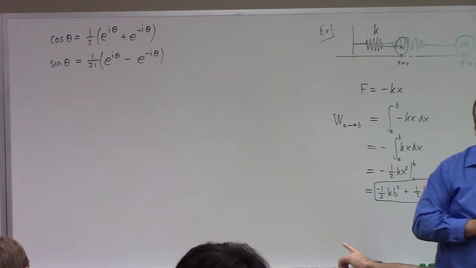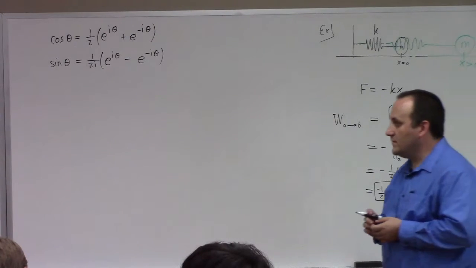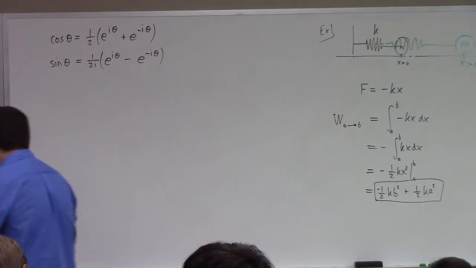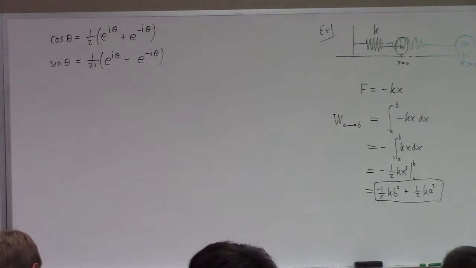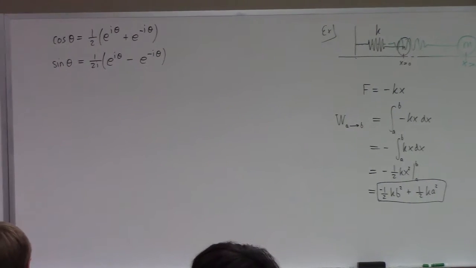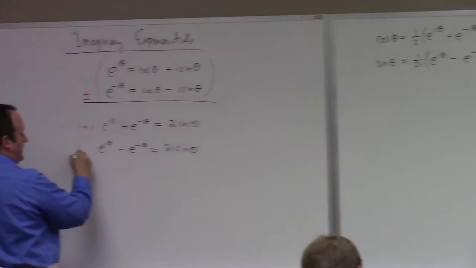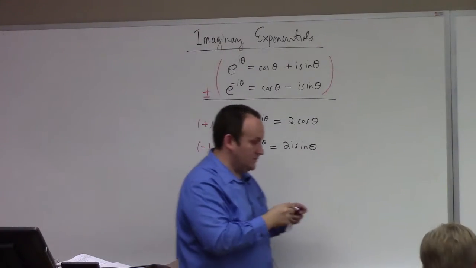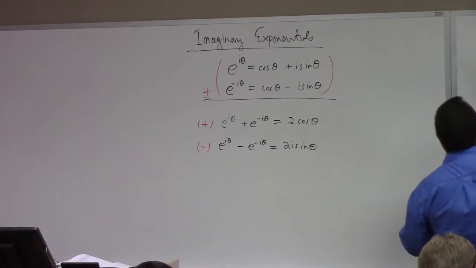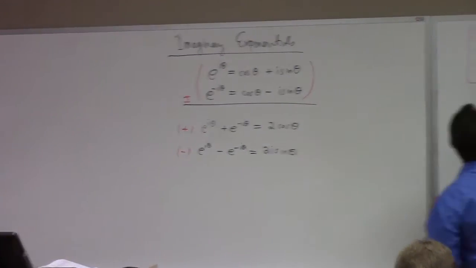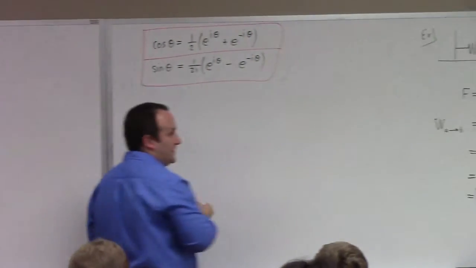Should it be 2i cosine theta? No. This is from adding these equations. This is from subtracting. It's okay. But these give us a way to understand sine and cosine in terms of imaginary exponentials.